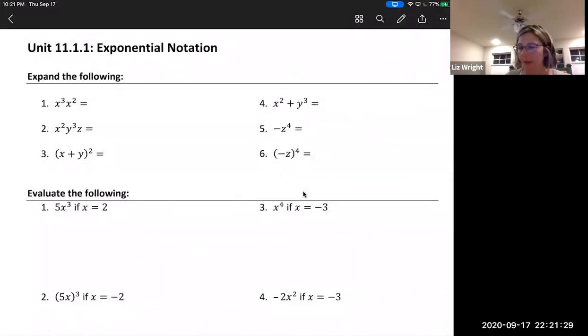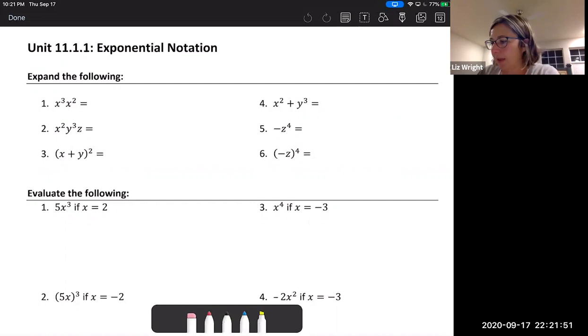All right. So for this topic, what we're going to do first is work on expanding those examples that you see. I'm hoping that you at least remember that exponential notation is a fancy word for saying repeated multiplication. So when we are expanding them, we look at the first one, x to the third times x squared. We're going to take x times x times x, and then the next one is going to be x times x. So we've got all of those just written out.